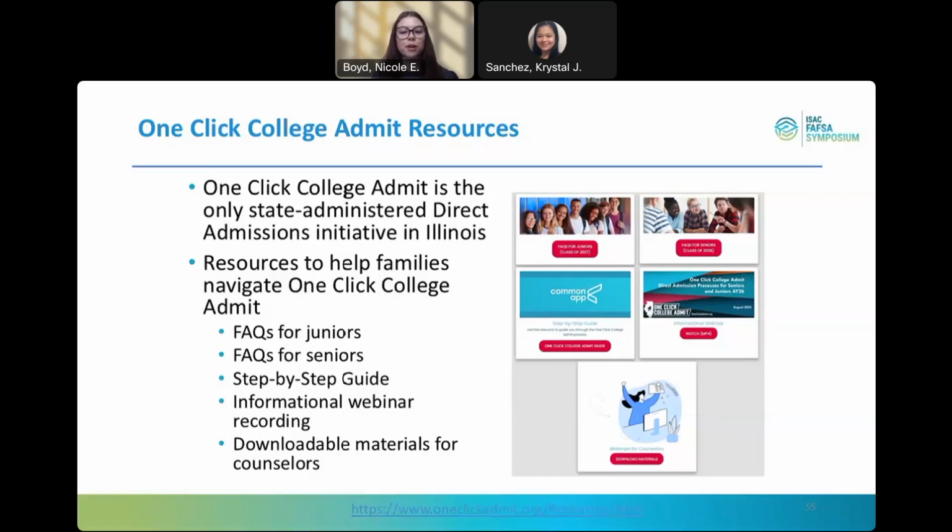And then I'm sure you are familiar with this, at least to some degree at this point. We have resources about One-Click College Admit. This is the state administered direct admissions initiative. So here you can find resources to help families navigate this process. You can find FAQs for juniors, FAQs for seniors, a step-by-step guide, an informational webinar recording, as well as downloadable materials that can be used by counselors.